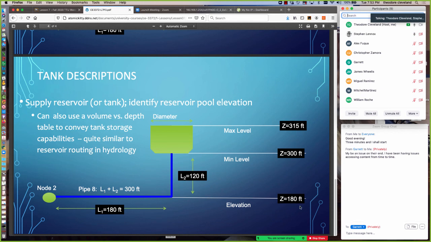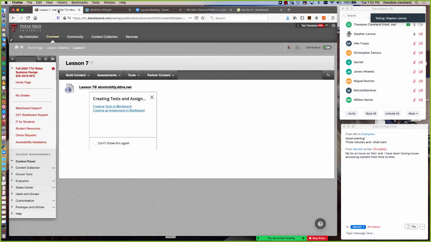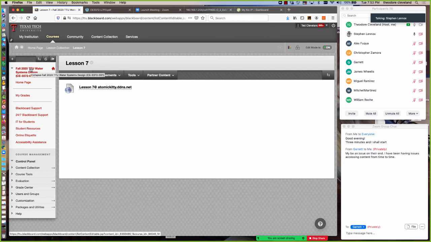I have a quick question. Excellent. For exercise 3 on the fire flow demand, do we just use the minimum value based on the design book, or is there another way that you want us to calculate that?